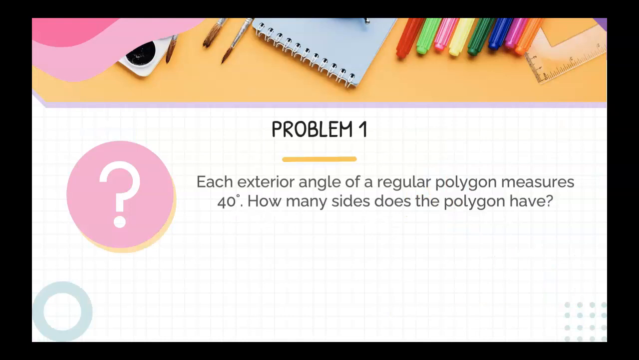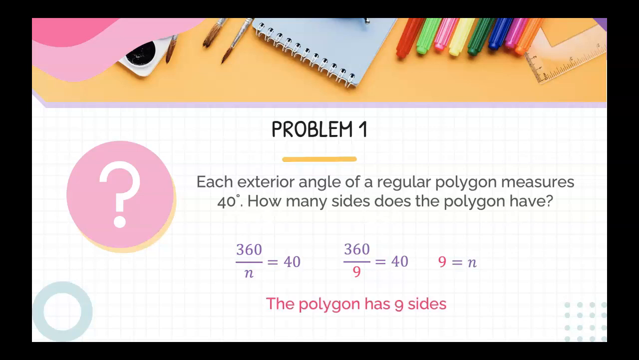So problem 1: each exterior angle of a regular polygon measures 40 degrees. How many sides does the polygon have? In this case, we can use our exterior angle formula, 360 divided by n equals 40. Because 360 divided by 9 equals 40, that means that n equals 9, and therefore the polygon has 9 sides.